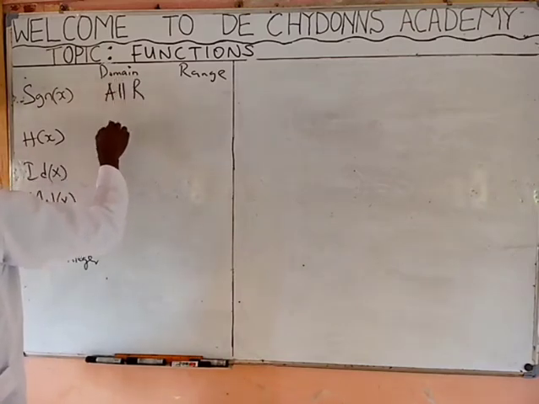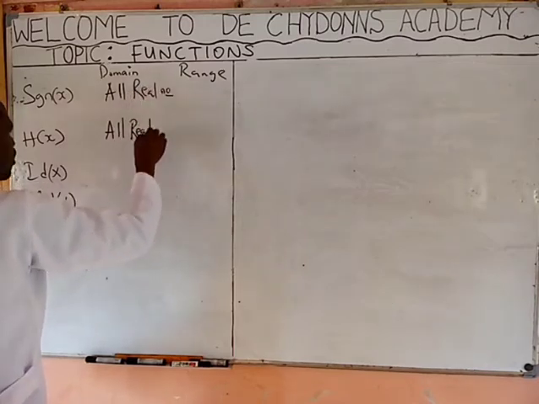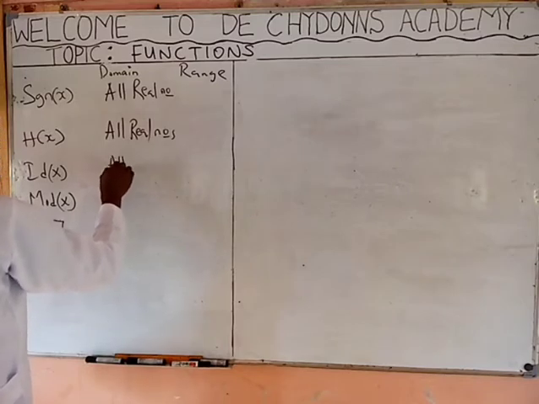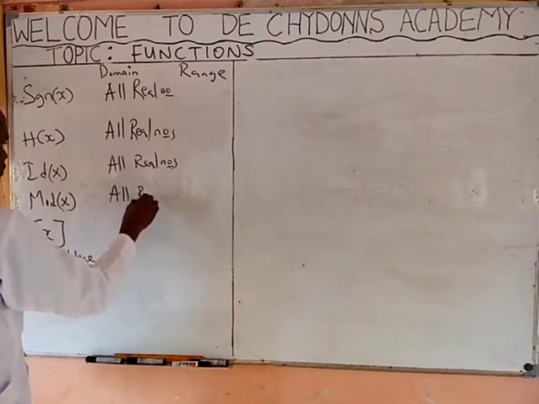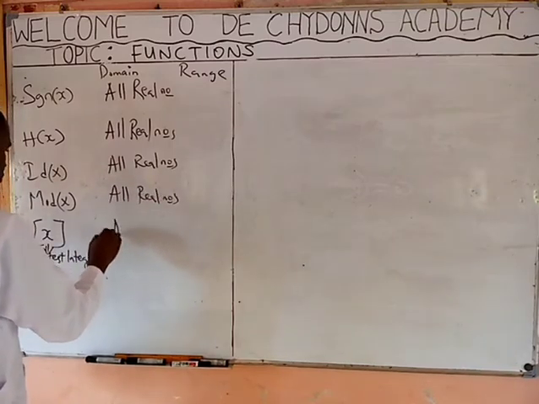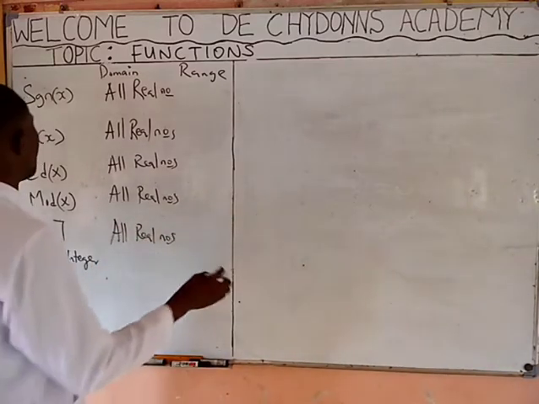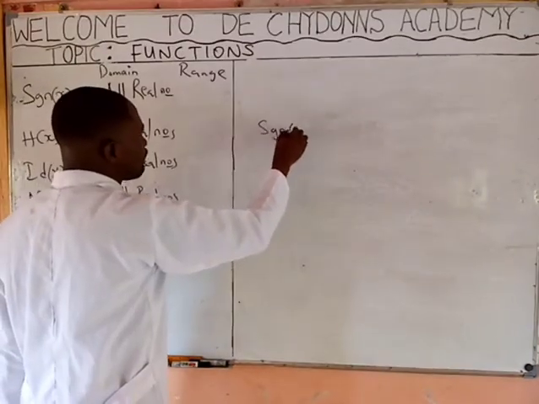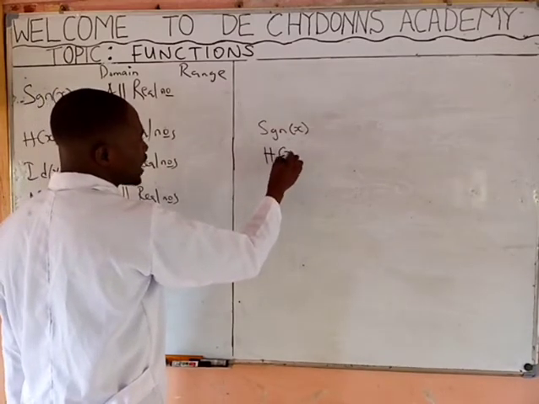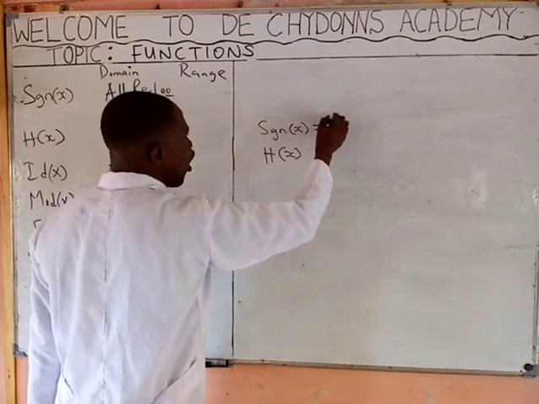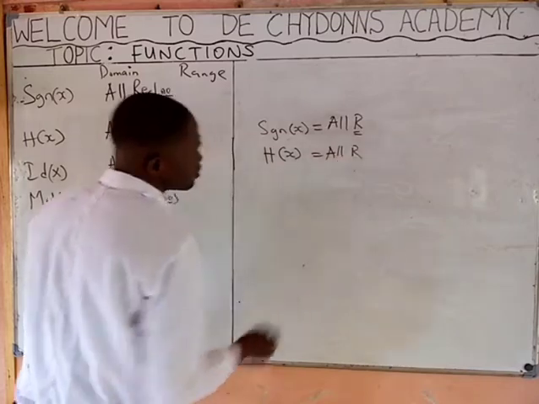All real numbers. What do I mean? It means that when they ask, what is the domain of the sigma function given to you, or what is the domain of the Heaviside function of x, say that the domain is all real numbers. Don't solve it, just say all real numbers. That is it.